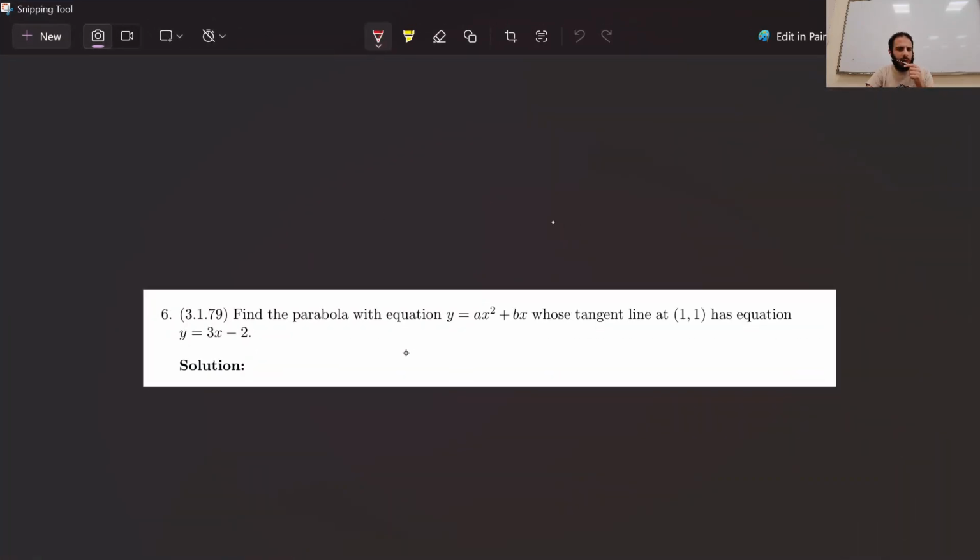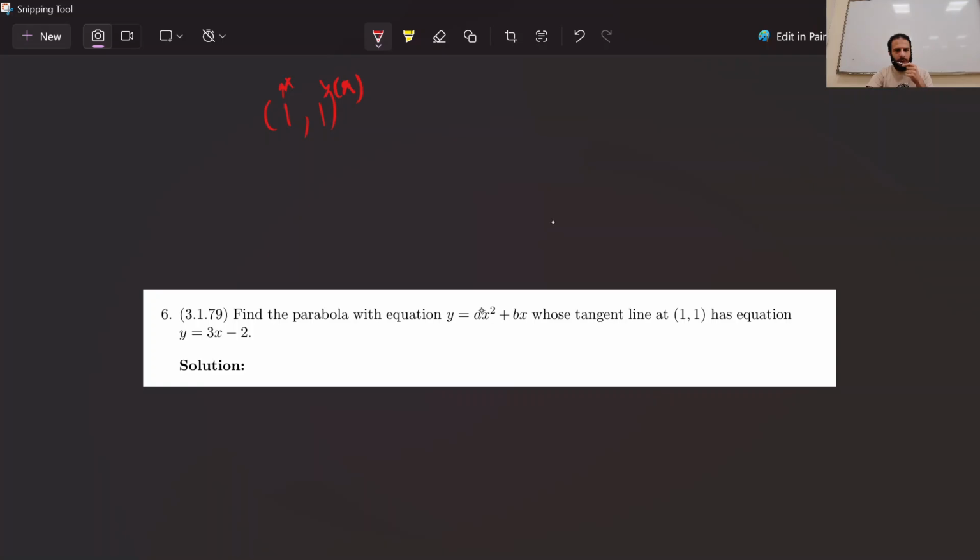Find the parabola with equation y equals ax squared plus bx whose tangent line at (1, 1) has equation y equals 3x minus 2. A parabola is a quadratic, right? But how to find these values of a and b? Yes. The first equation we can have from the point, right? You have (1, 1), so here this is x, here y of x, right?